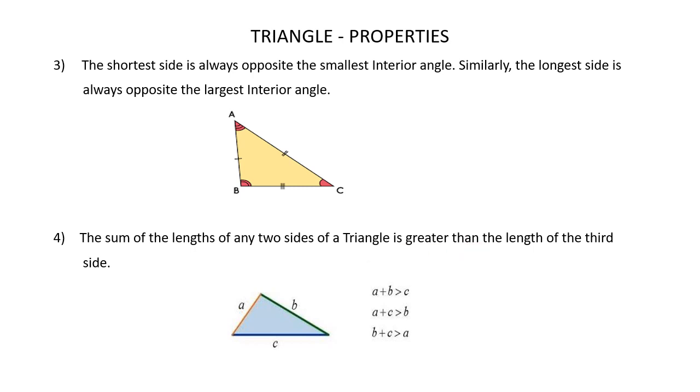This means A plus B is always greater than C. A plus C is always greater than B. Similarly, B plus C is always greater than A.